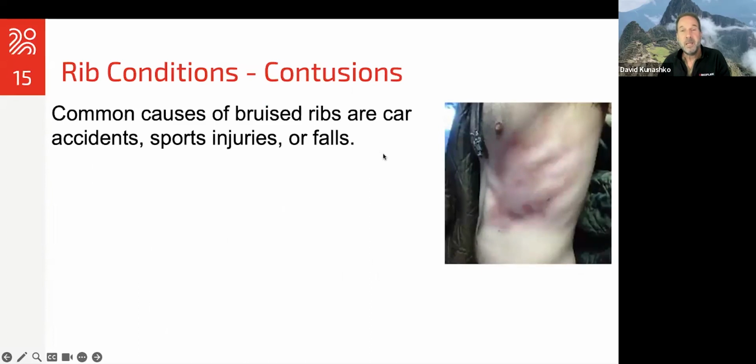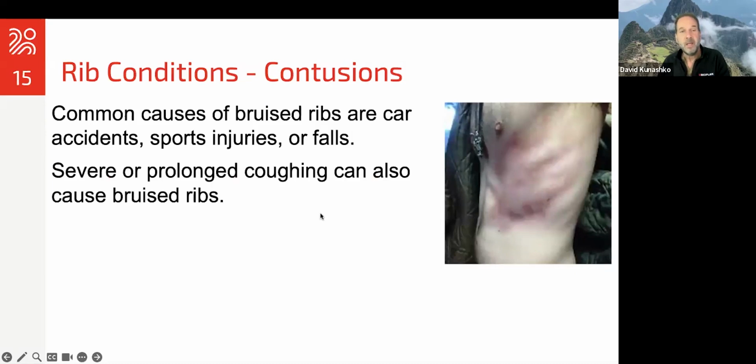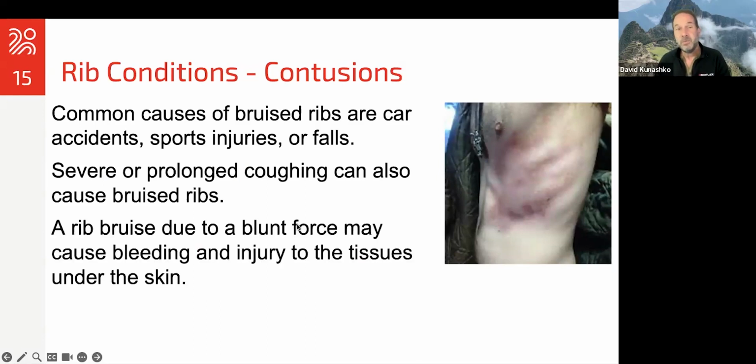Some common causes of bruised ribs or contusions. It's another common type of injury, but you tend to see this more with, again, accidents or sporting injuries or falls. They can be severe. It can be caused by severe prolonged coughing. So again, say you have a bout of bronchitis, that kind of thing. They can cause bruised ribs.